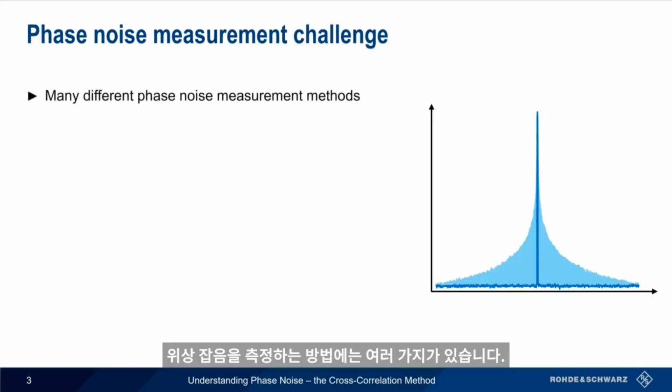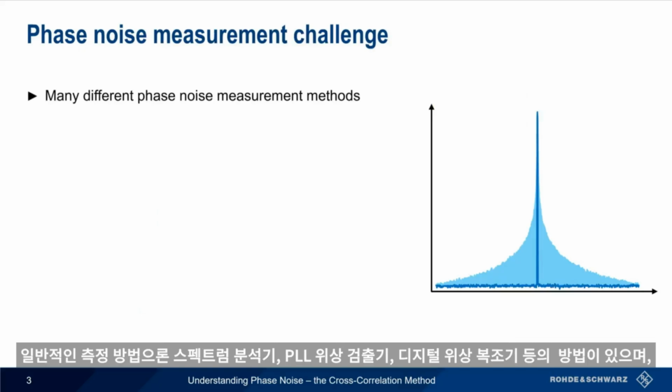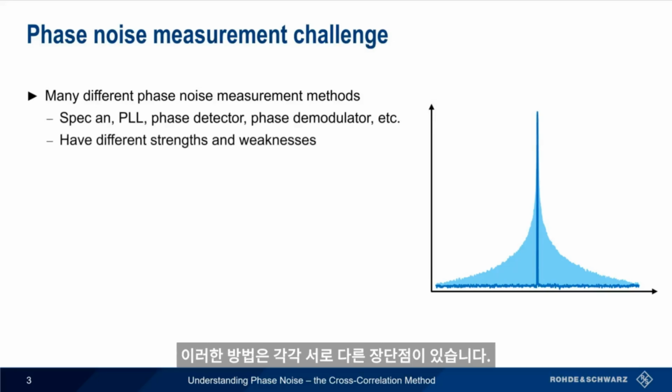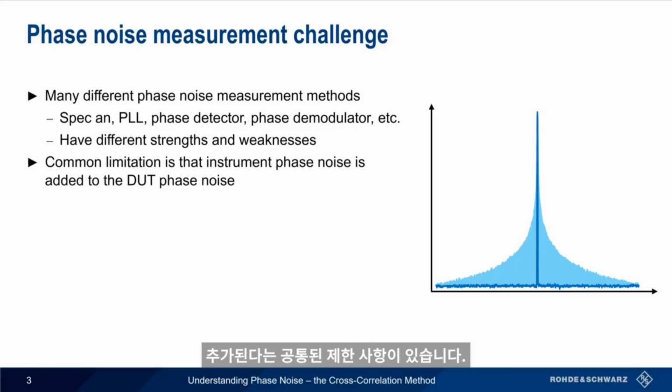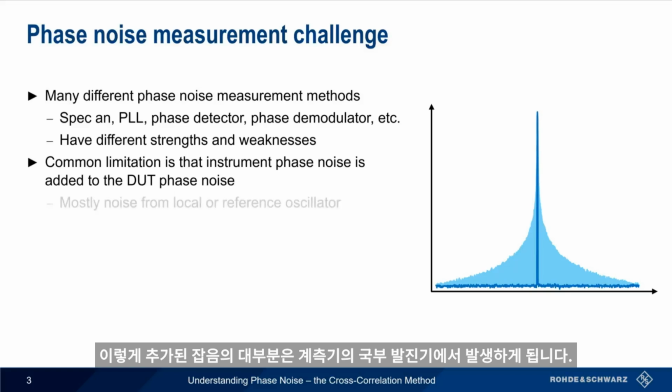There are many different methods for measuring phase noise. Some of the more common ones are the spectrum analyzer, PLL, phase detector, and digital phase demodulator methods, and each of these methods has different strengths and weaknesses. However, they all share a common limitation in that phase noise from the instrument is added to the phase noise from the device under test. Most of this added noise comes from the instrument's local or reference oscillator.